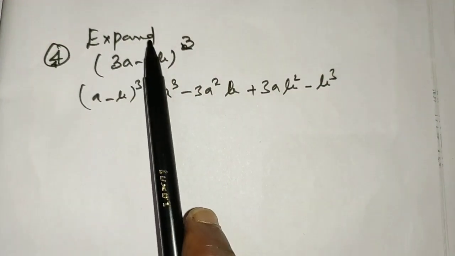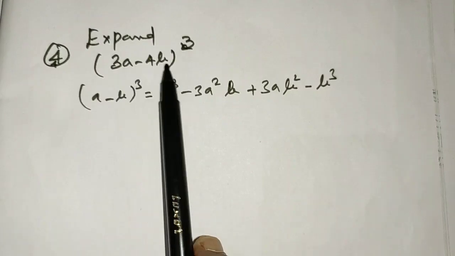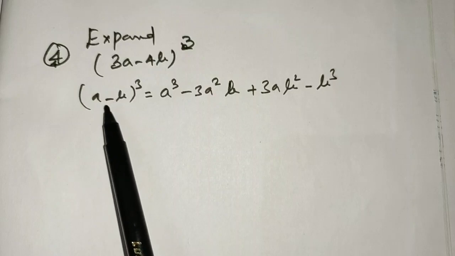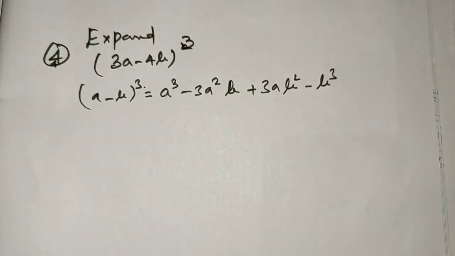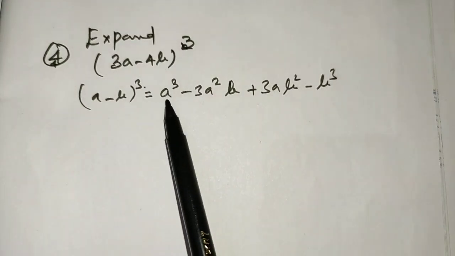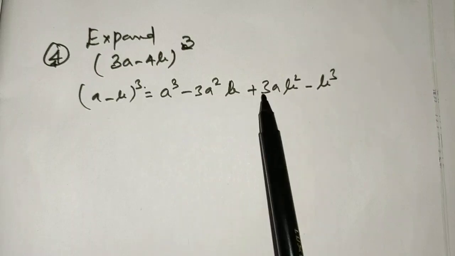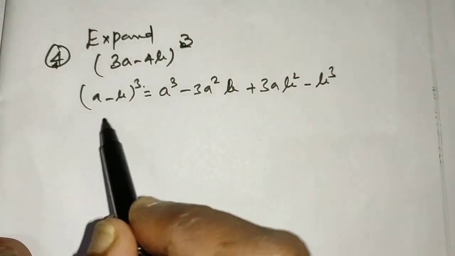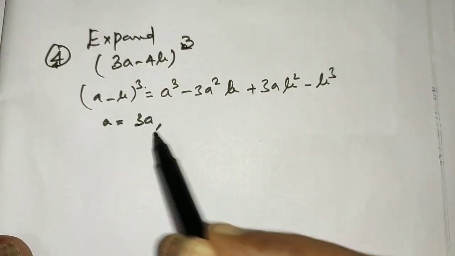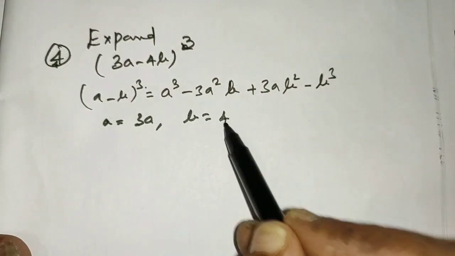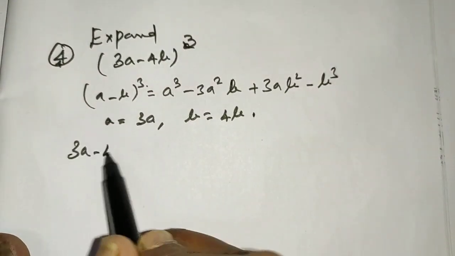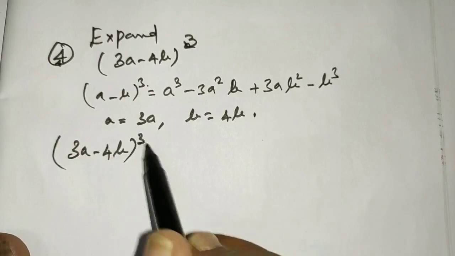Fourth sum, expand the following: 3a minus 4b whole cube, which is in the identity form a minus b whole cube. What is the expansion of this? a cube minus 3a square b plus 3ab square minus b cube. In the place of a we have 3a, in the place of b we have 4b. Using these in the identity, you can find the expansion.